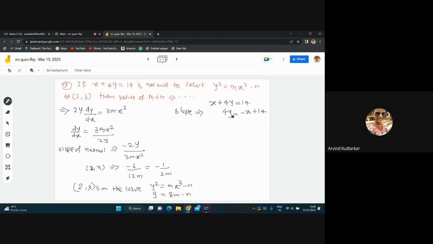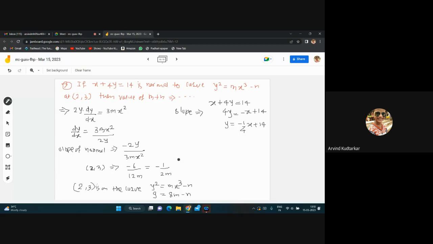Okay. So y is what? y is equal to minus 1 by 4 into x plus 14. What is that slope? Slope is minus 1 by 4. Slope of normal is what? Minus 1 by 4. And what is the slope of normal to that curve? Yes, it is minus 1 by 2m. They are parallel to each other. Am I right? And when they are parallel, their slope.